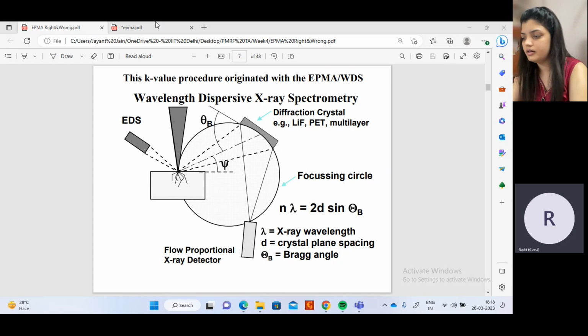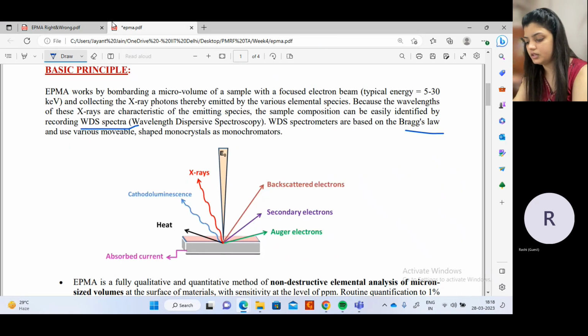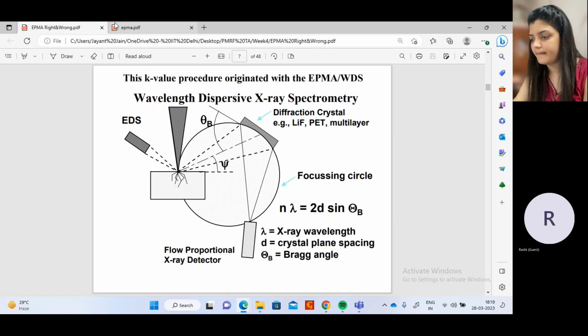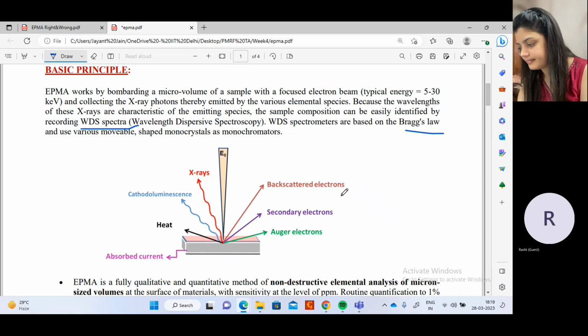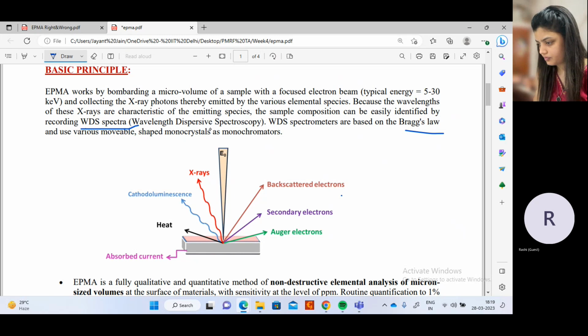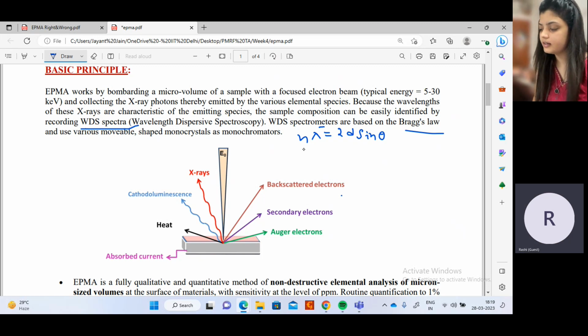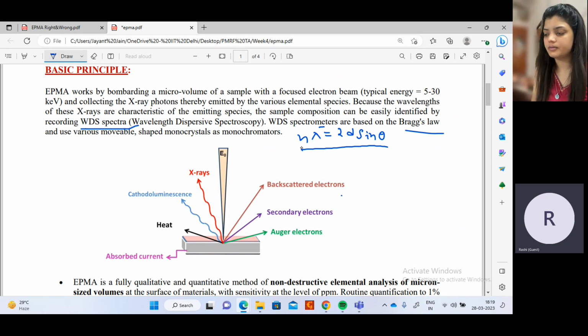It uses Bragg's law, n lambda equals 2d sin theta. We know the incident angle and how many degrees it is coming at, and depending upon d, we will be getting different elemental composition.